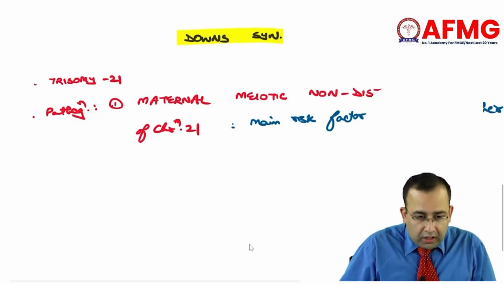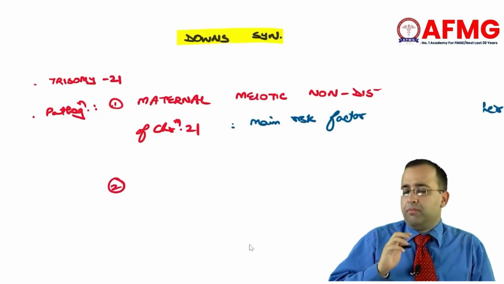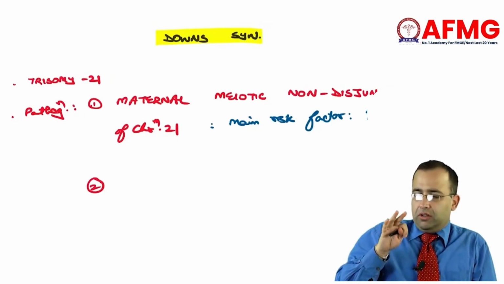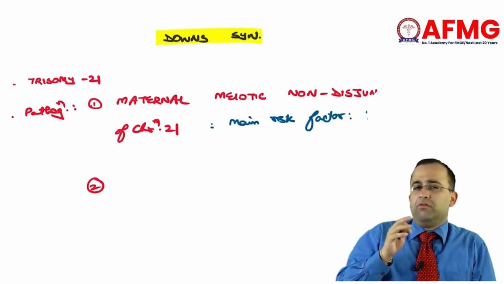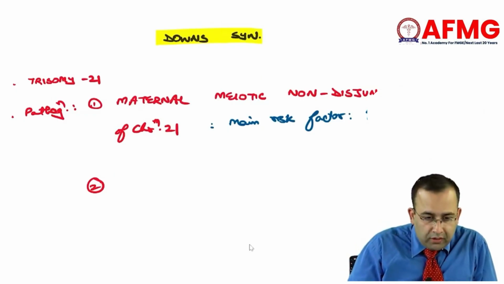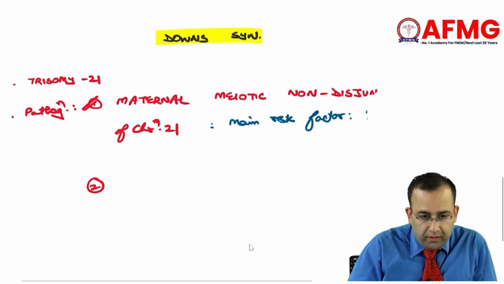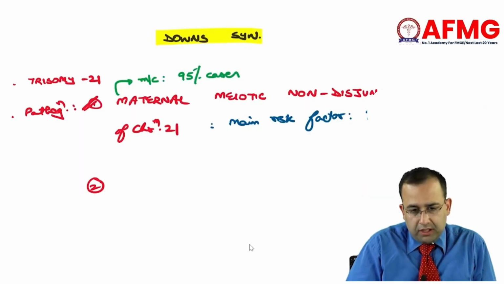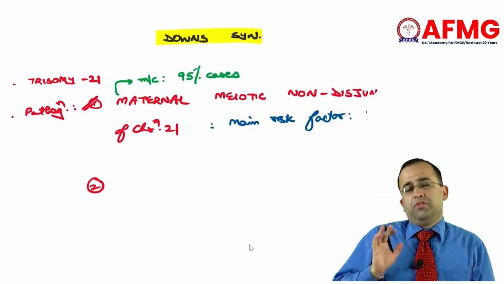Next. Other causes of Downs are, so main cause of Down syndrome क्या था? Main cause था कि third chromosome 21 जो आया वो mother का आया. This is the most common cause of Down syndrome, accounting for 95% of the cases.